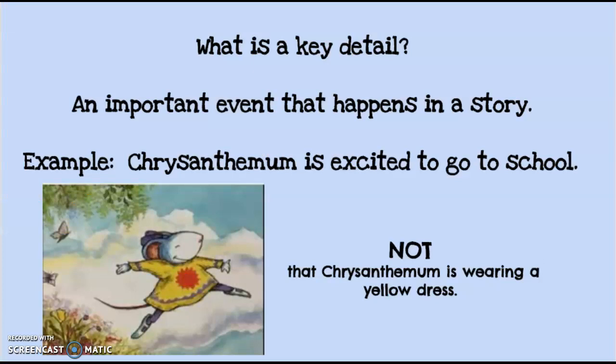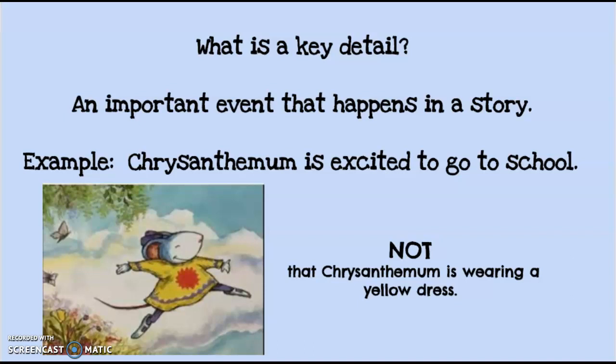A key detail is an important event that happens in a story. For example, when we read the book Chrysanthemum, we knew that she was excited to go to school. This is an important event in the story, just like what happened to Chrysanthemum at school. Something that we would not consider a key detail is that Chrysanthemum was wearing a yellow dress. Yes, that dress is beautiful, but that does not do anything for us in the story. It doesn't cause a problem. It doesn't create a solution. It's just a fact. Yes, she's wearing a yellow dress, but that is not a key detail.